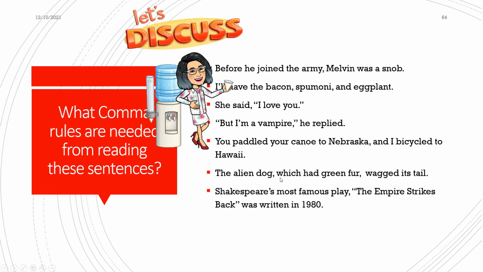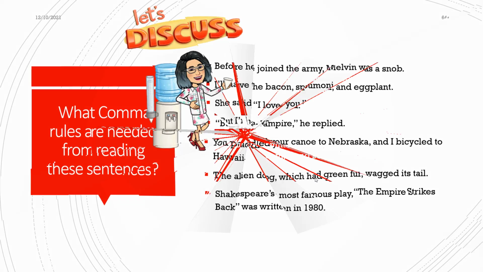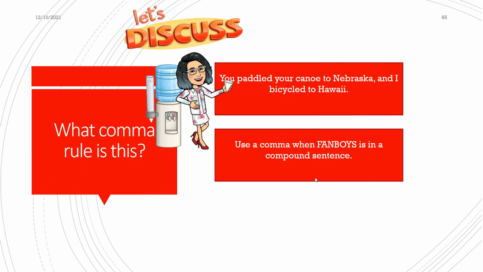Here you need a comma when you have a relative clause at the beginning of a sentence. It's like an appositive. And here, Shakespeare's most famous play, comma, The Empire Strikes Back, was written in 1980. And so here, when the appositive comes at the end of the sentence, you only need one comma, but if the appositive comes at the beginning of the sentence, you need two commas. I can't remember which quiz that was.